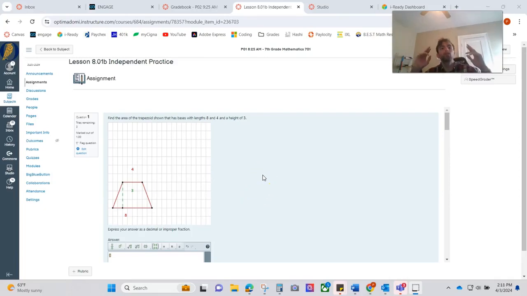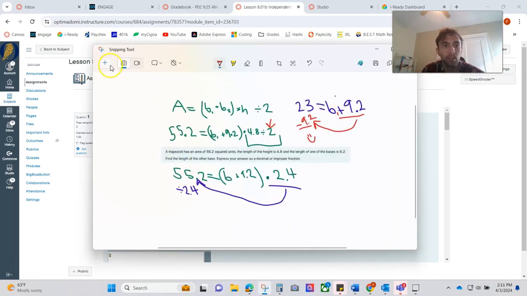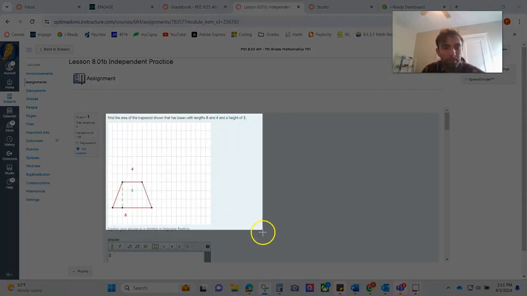Hello, welcome to homework walkthrough video 8.01b, independent practice. Find the area of the trapezoid shown with lengths 8, 4, and a height of 3. Let's take a snip of the picture.